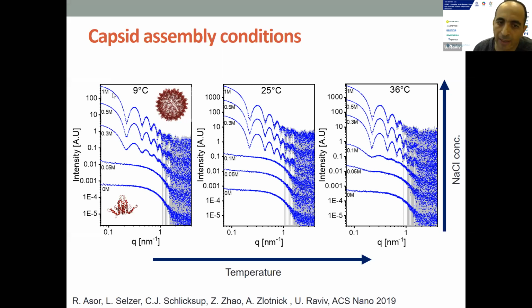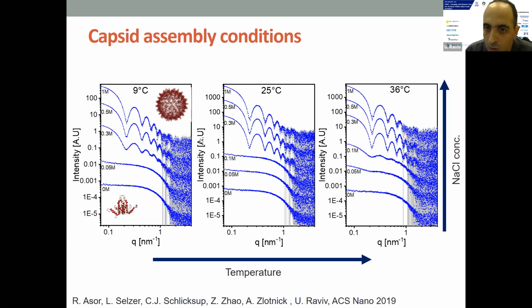As you can see here, the scattering from the dimer looks similar to what we have at low salt. And as we increase the salt, we start to see the oscillation that corresponds to the formation of the capsid. But we don't have only the capsid, as you can see here. It's not exactly what I showed you when we have a lot of capsid. We have also coexisting structures in the solution.